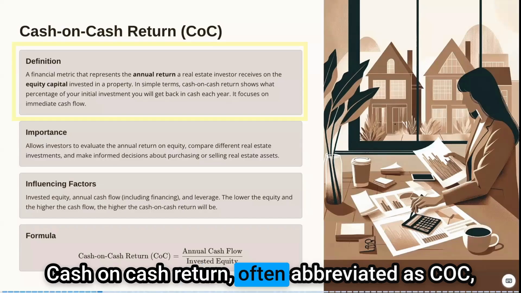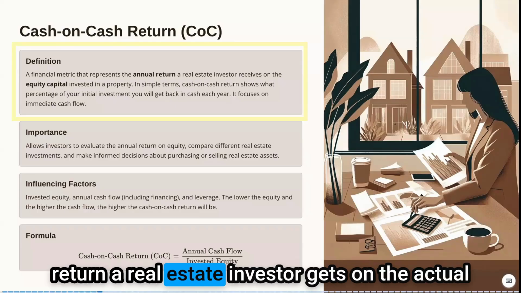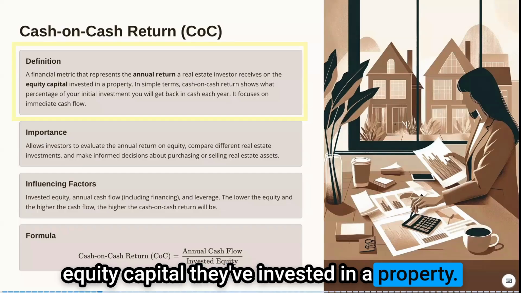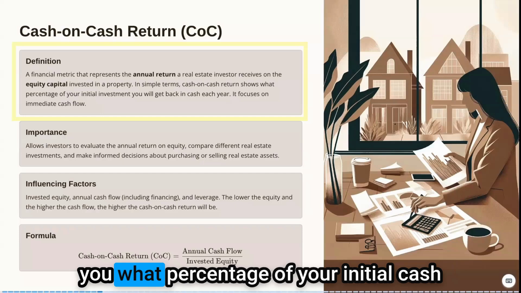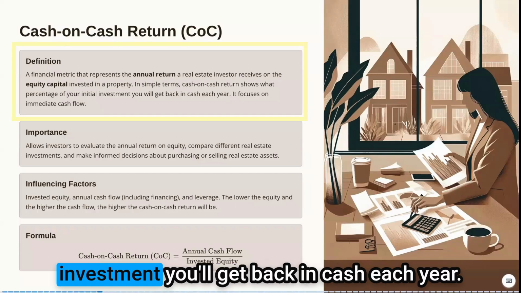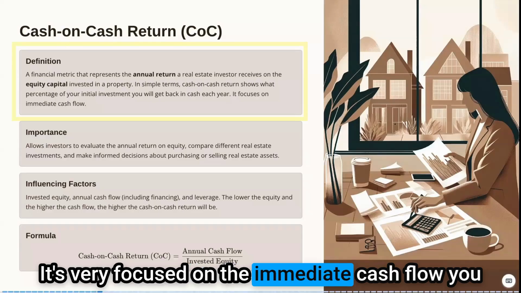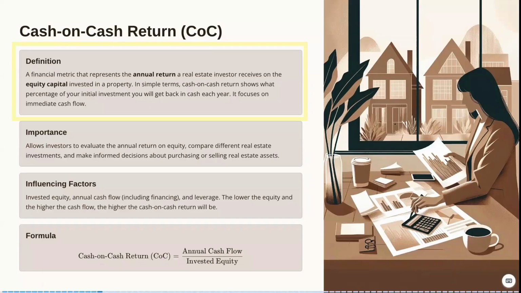Cash-on-cash return, often abbreviated as COC, is a financial metric that shows the annual return a real estate investor gets on the actual equity capital they've invested in a property. In simpler terms, cash-on-cash return tells you what percentage of your initial cash investment you'll get back in cash each year. It's very focused on the immediate cash flow you receive from your own pocket money invested.